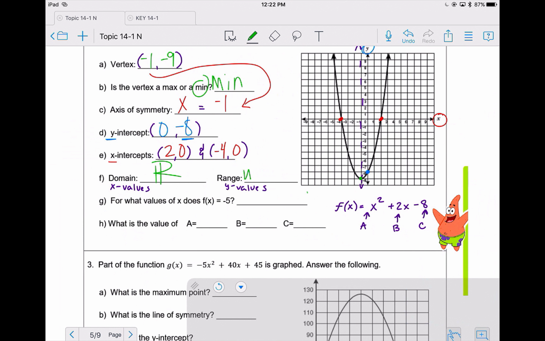My range is related to the vertex, the y of my vertex. My vertex, when y is -9, is way down here, and my y's are getting greater than. They are going up, so it's greater than or equal to.